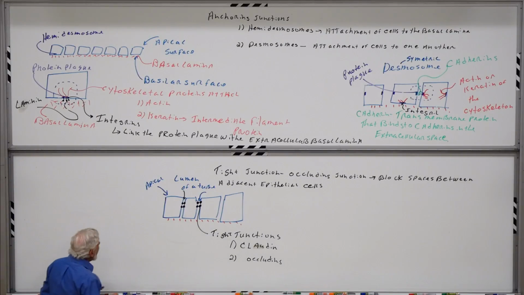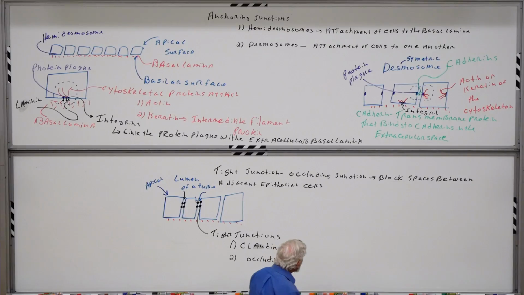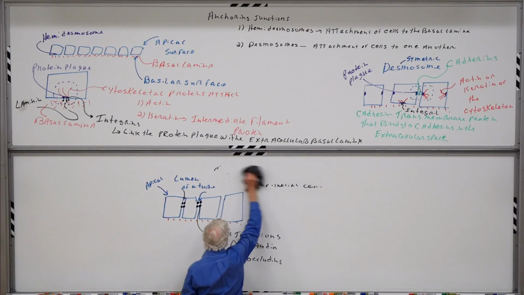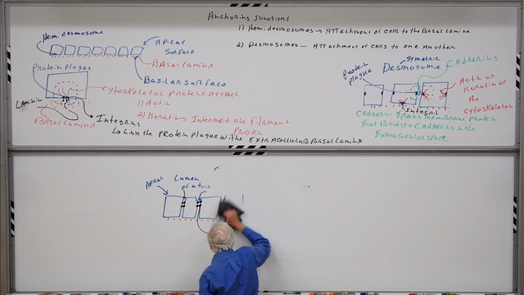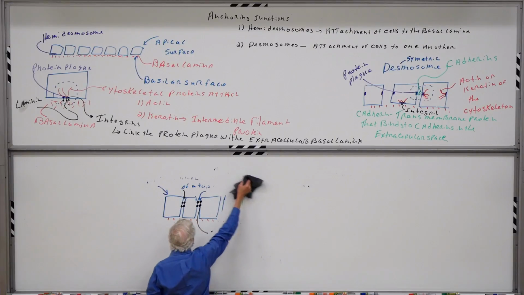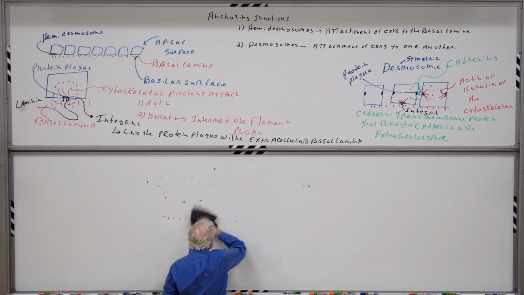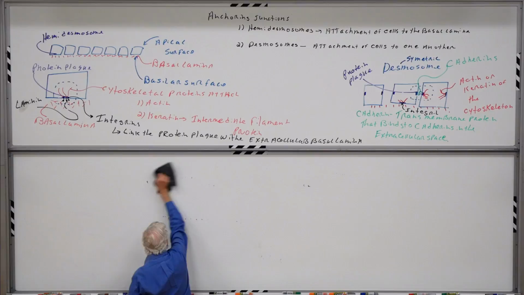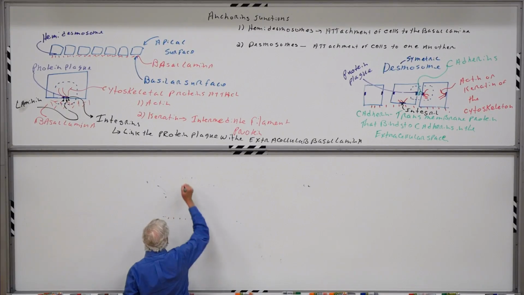Well then, let's move on to the next type of junction. Let me leave those up there and let me change this here. The final kind of junction I want to tell you about has the generic term of a communicating junction. That term is descriptive. It tells us that it allows molecules to move from one cell to the next. It tells us that we have communication between cells.